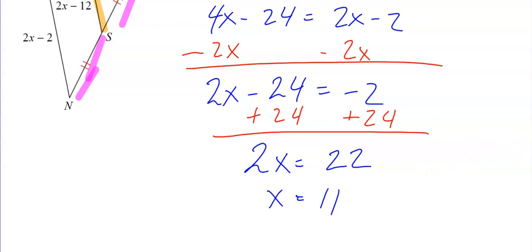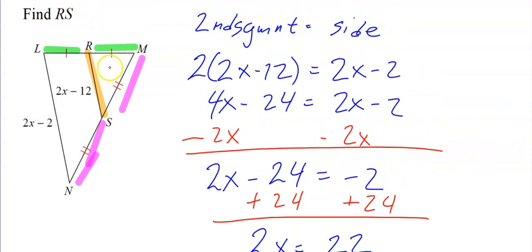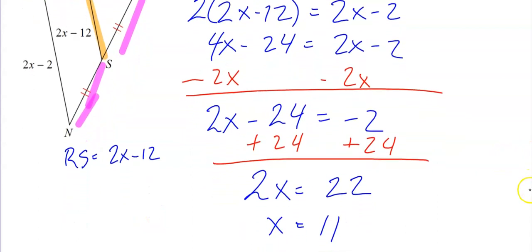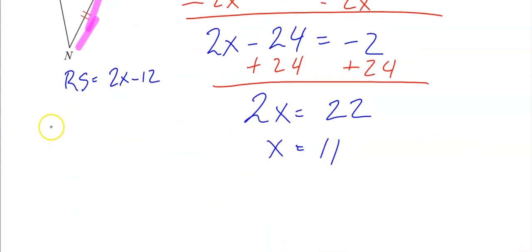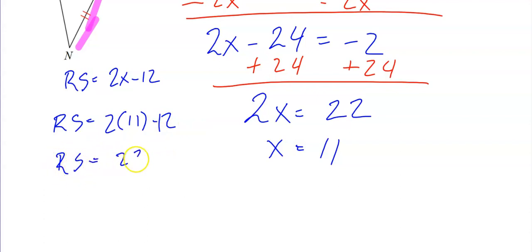Now, if you tell me the answer is 11 for x, we're going to mark you wrong because it didn't say find x. It said find RS, the length of this segment right here. So we know RS equals 2x minus 12. Well, we know what x is, and in this case, it's 11. So RS equals 2 times 11 minus 12. So the length of RS is 22 minus 12, which is 10. Boom. That's the answer you'd put into student view.